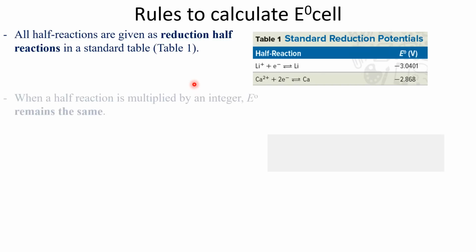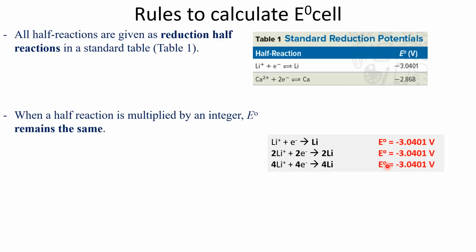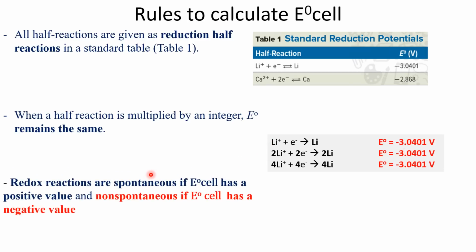Now, what else? When a half reaction is multiplied by an integer, E naught remains the same. For example, in this reaction, this is the E naught, right? If multiplied by 2, E naught does not change. If I multiply it by 4, E naught does not change. So these do not change, all right? Finally, if E naught cell is positive, the reaction is spontaneous. The reaction will be non-spontaneous if E naught of the cell is negative. Okay?